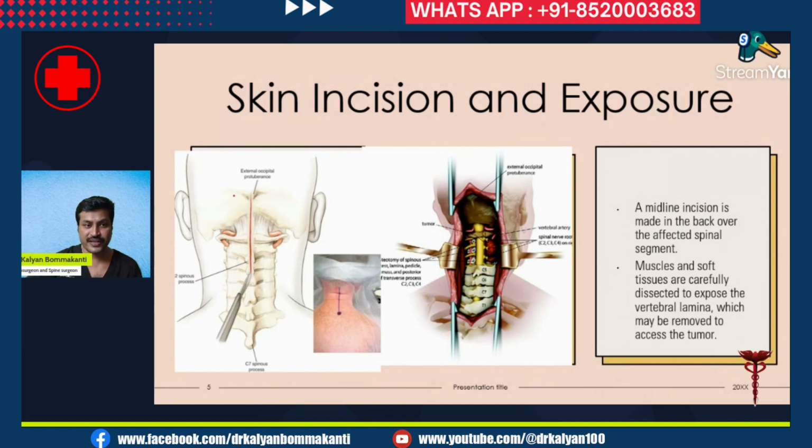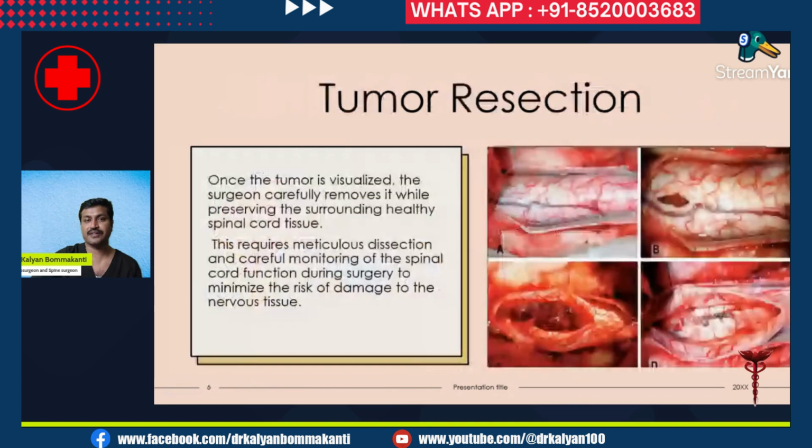The skin incision which you typically use is a midline incision made in the back over the affected spinal segment. This patient has a cervical tumor in the spinal cord, so it is in the midline over the neck on the back aspect. Then the muscles are dissected. The vertebral lamina, you can see these are the intact lamina. In this segment, we have removed the bone and the lamina, so the spinal cord with the tumor comes into picture.